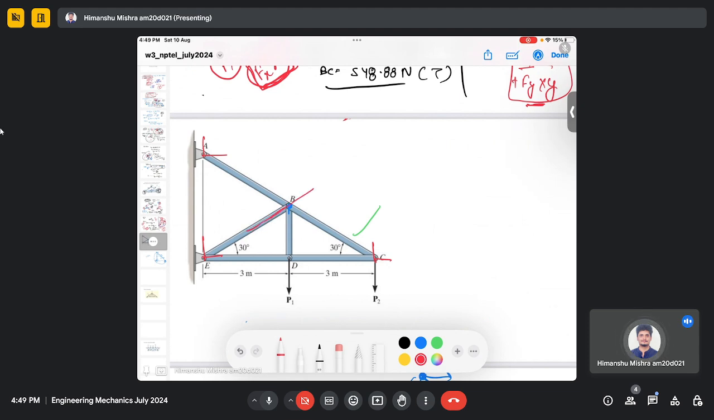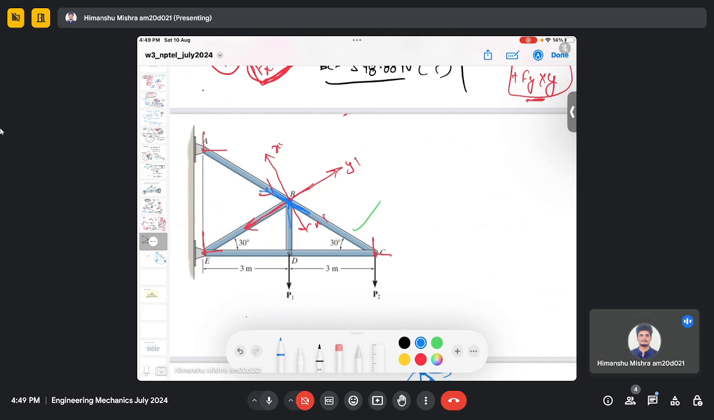So one coordinate should be along this member, or along the force on this member, and one coordinate should be like this, perpendicular to this. So let's say this is y dash, so this should be x dash, right? Then you need to find the component of these forces along y dash and x dash direction. And here you can simplify your mathematical analysis, and you can actually find out very easily the unknown forces.